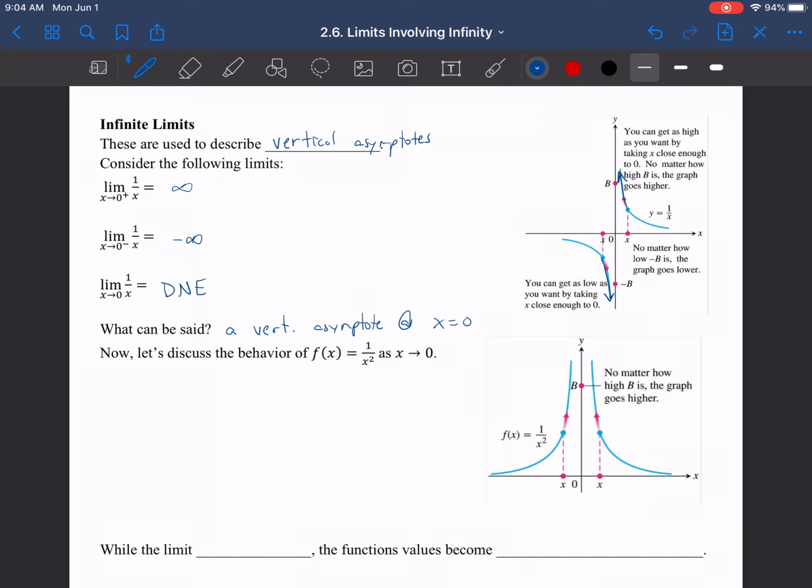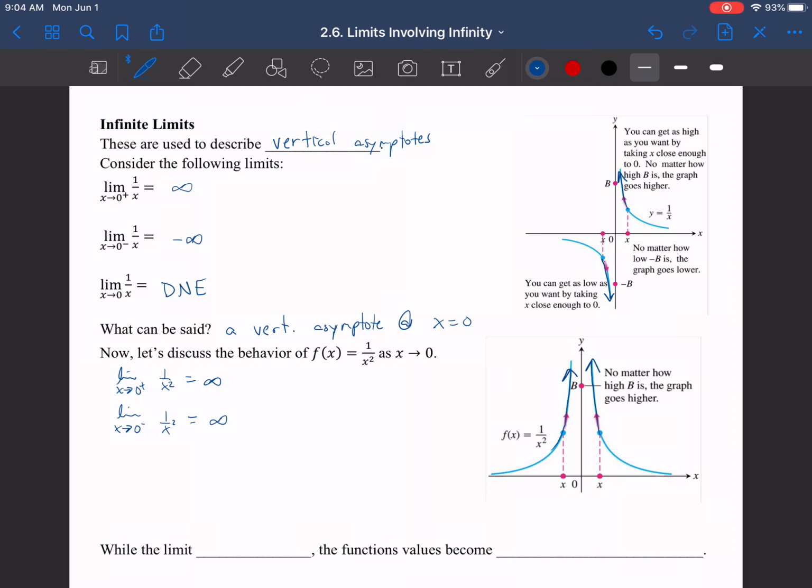That's what we can say about that. Okay? So now let's discuss the behavior of f of x equals 1 over x squared as x goes to 0. If we look at the limit as x goes to 0 from the plus side of 1 over x squared, that's going to also be infinity, blowing up to infinity like that. And if we look at the limit as x goes to 0 from the minus side of 1 over x squared, that's going to also be infinity, because here it's all going positive, so we're blowing up to positive infinity there.